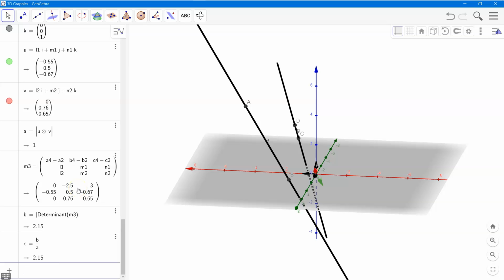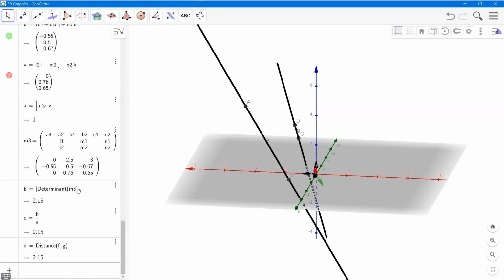Okay. Now, how do you verify this? Let's use GeoGebra itself. Let's ask it to figure out the distance between these two lines. And these lines are F, G. So as per GeoGebra also, it is 2.15. And most probably, remember, internally GeoGebra might be using the same method to calculate the distance.